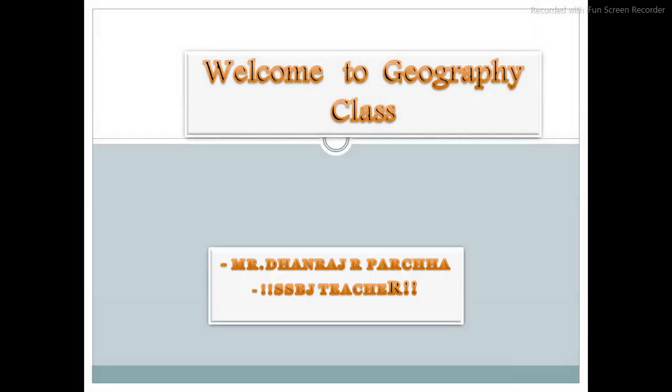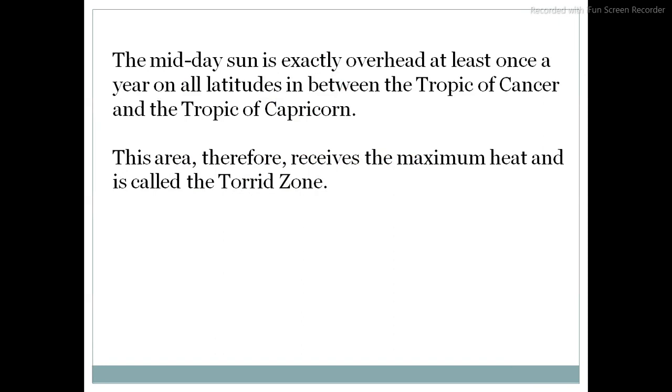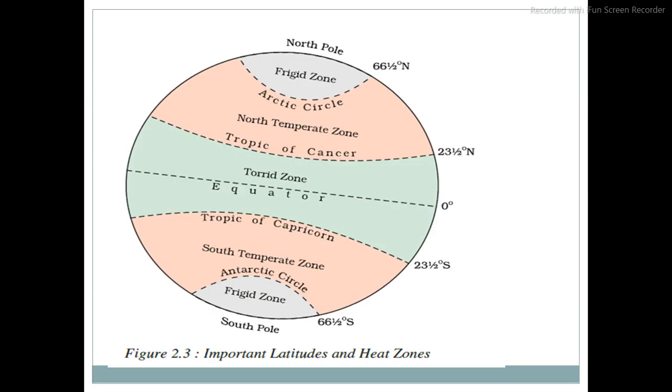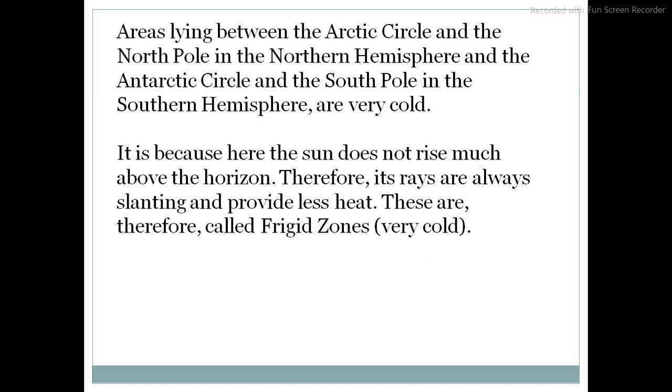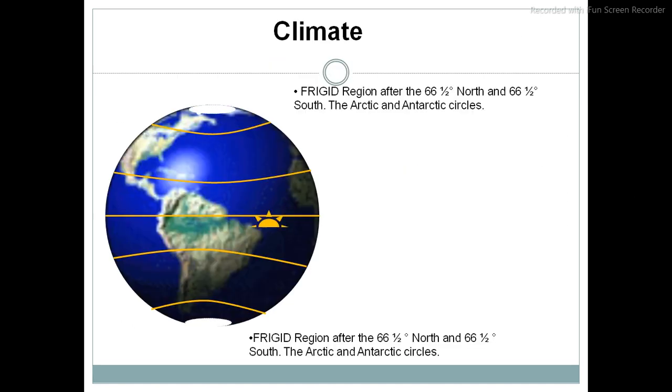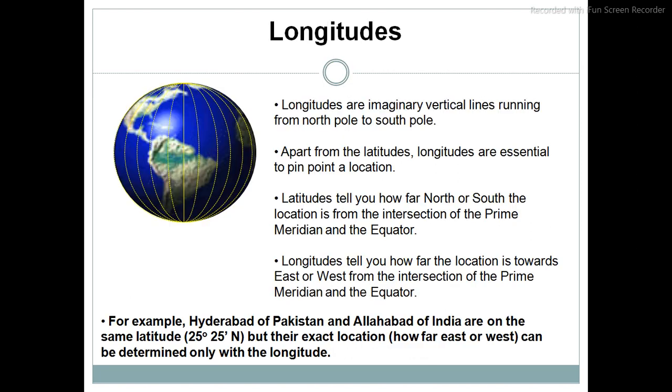But the latitudes, they are not meeting. Equator, these are all latitudes, which we studied in our previous class. But here we are seeing all these are all latitudes. Longitudes are the lines coming from the North Pole to the South Pole.